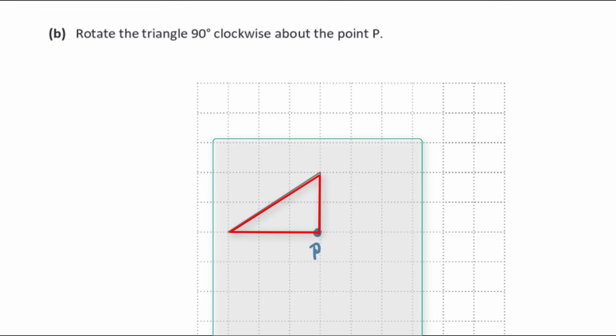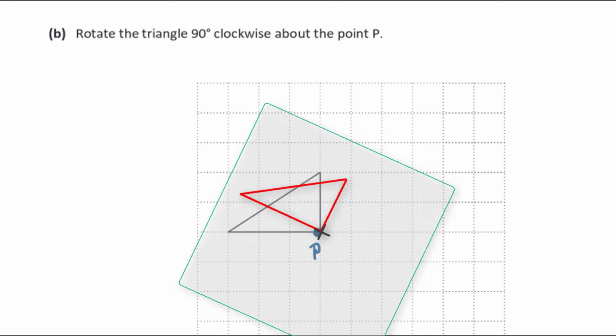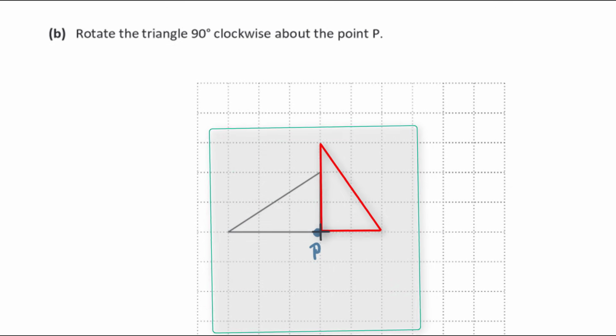I don't usually bother drawing the lines. You can join them up if you want, or just simply mark where the corners are. The other thing I like to do is put a little cross on the point where we're rotating around, because that helps me work out when I've done 90 degrees. So when I turn this around, because I've got a cross on it, when the cross lines up again on your grid, then you know you've gone 90 degrees.